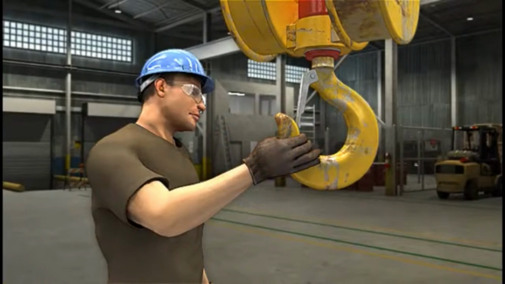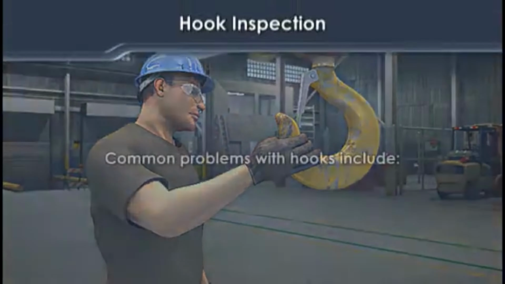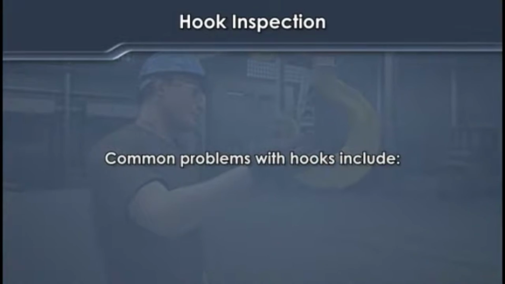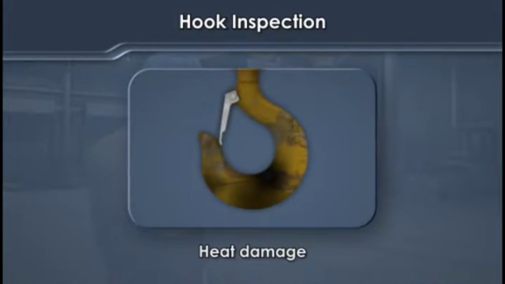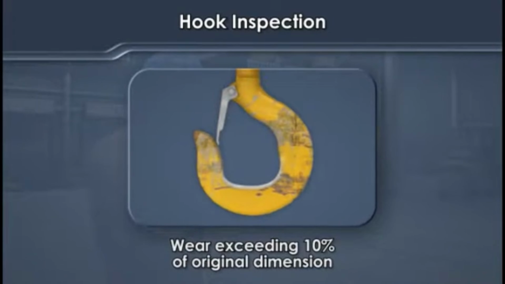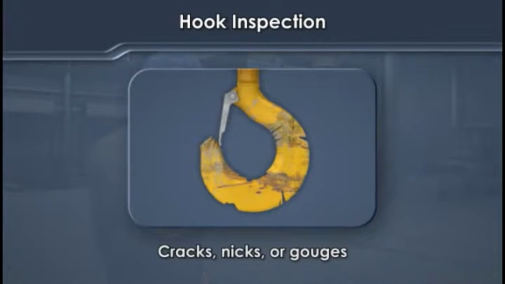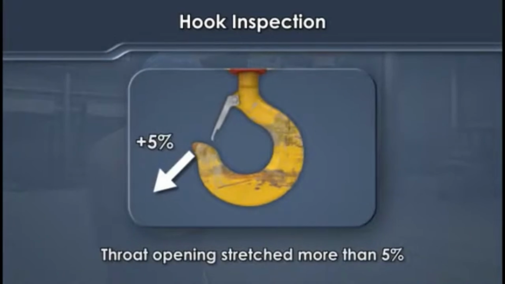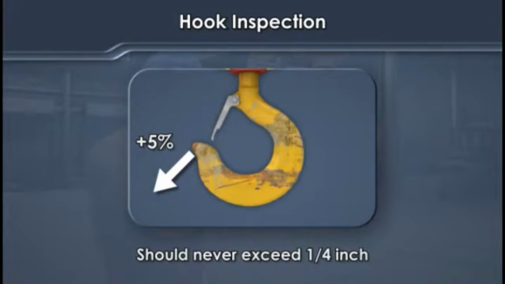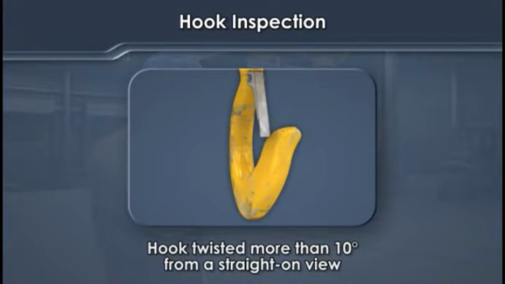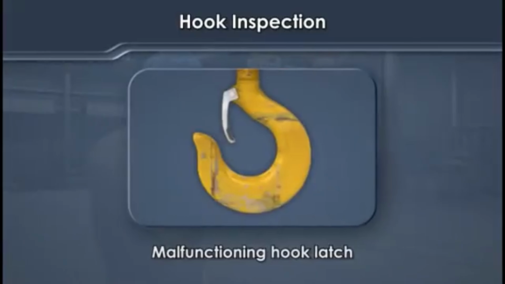Hooks must be inspected for problems before use. Common problems with hooks include heat damage, wear exceeding 10% of the original dimension, cracks, nicks, or gouges. Throat opening is stretched open more than 5% of its normal dimension, and it should never exceed 1/4 inch more than its normal dimension. Hook is twisted more than 10 degrees from a straight-on view, or a malfunctioning hook latch.